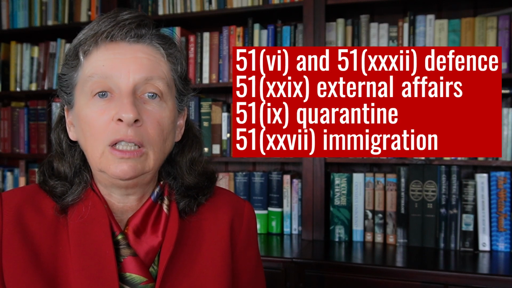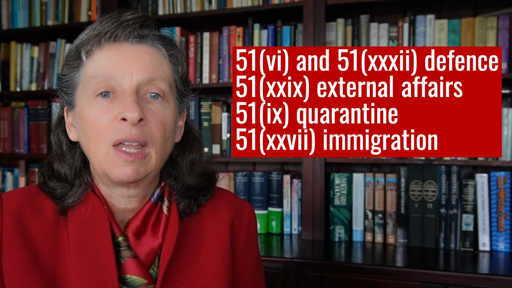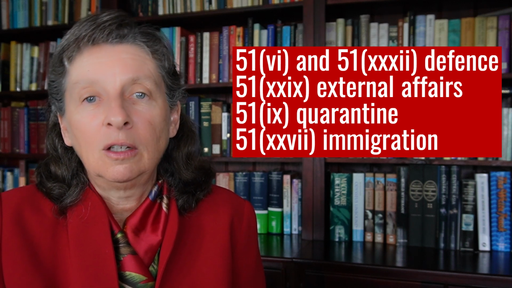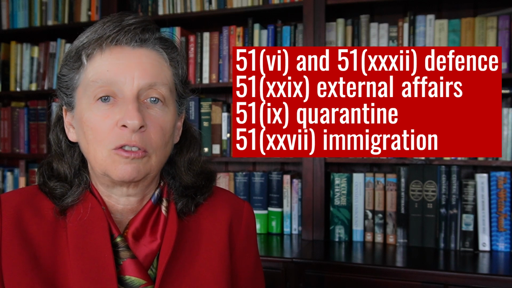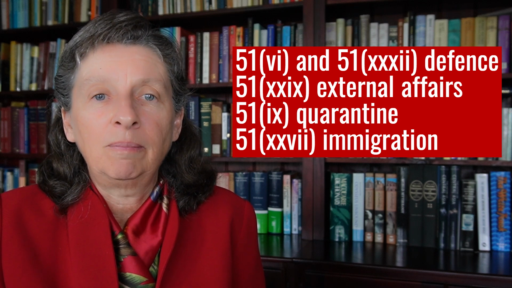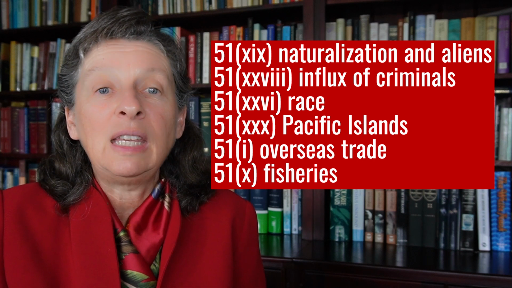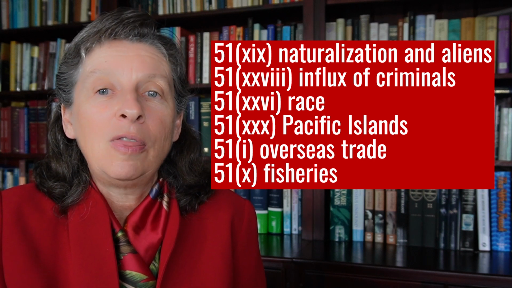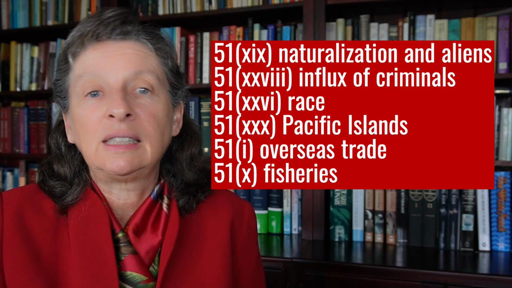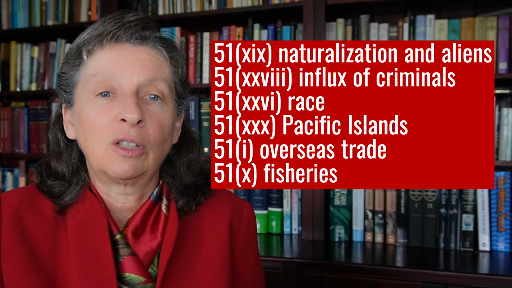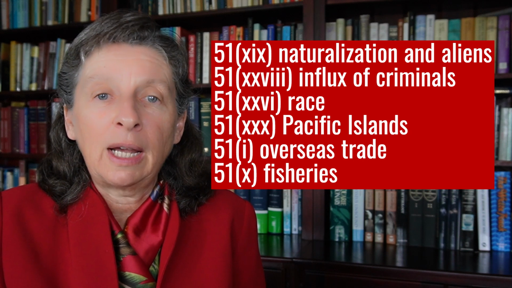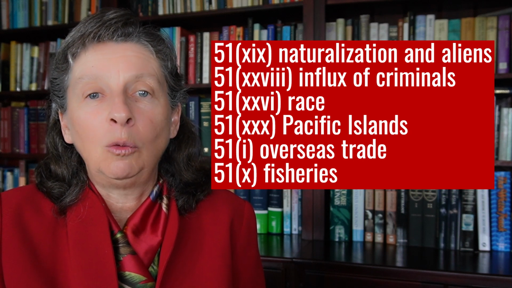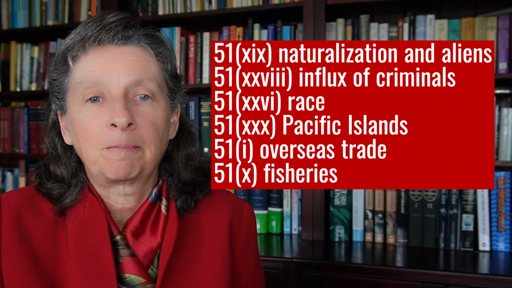This covers powers to make laws with respect to defence, including the control of railways for defence purposes, external affairs, quarantine, which at the time the Constitution was enacted was largely directed at preventing diseases from coming into Australia, immigration and emigration, naturalisation and aliens, the influx of criminals from overseas, the people of any race for whom it was deemed necessary to make special laws, which again was originally directed at incoming foreign workers, relations with islands of the Pacific, trade and commerce with other countries, and fisheries in waters beyond Australia's territorial limits.